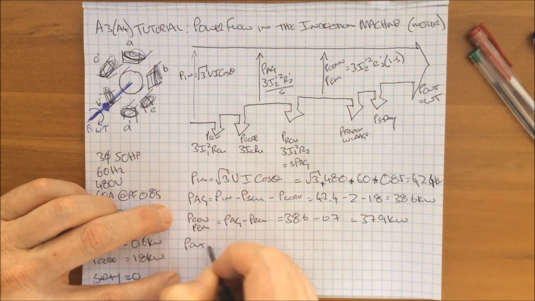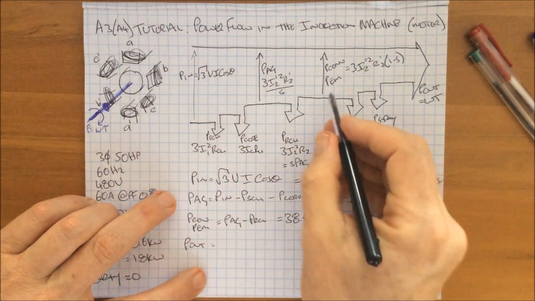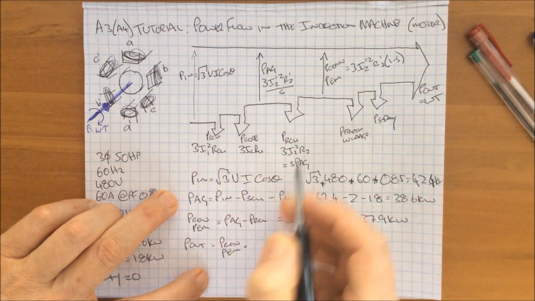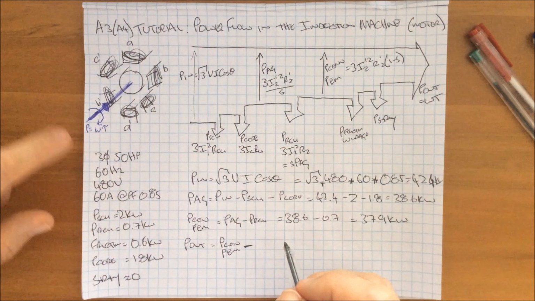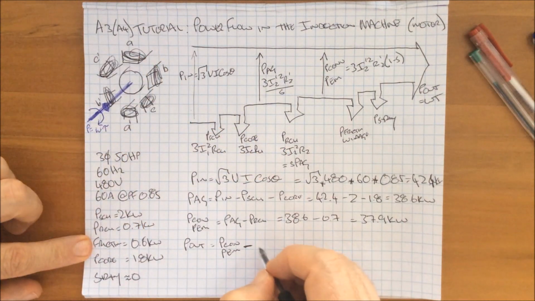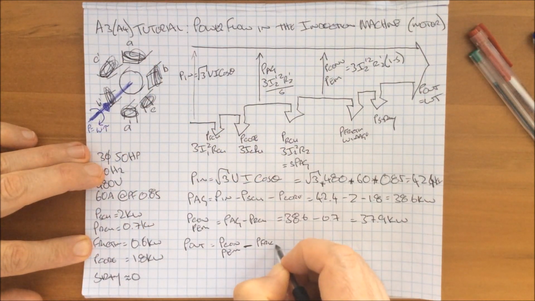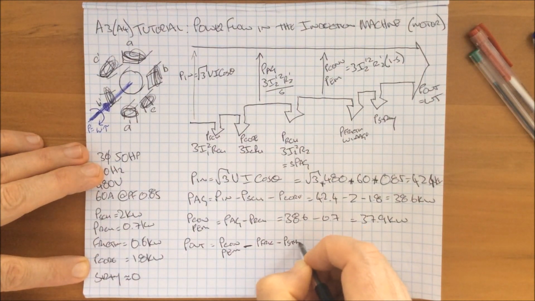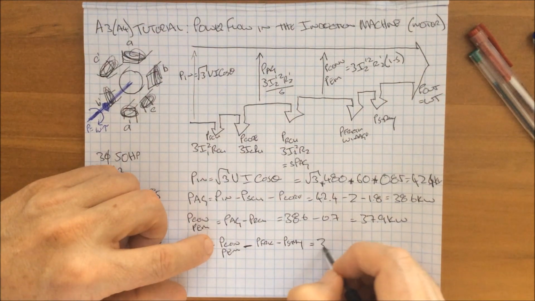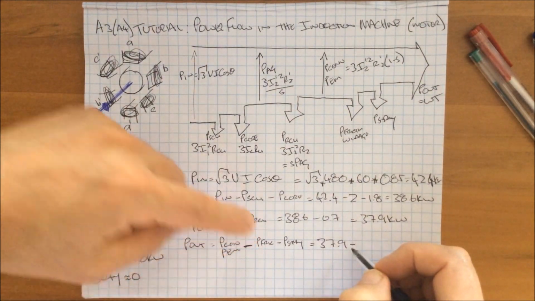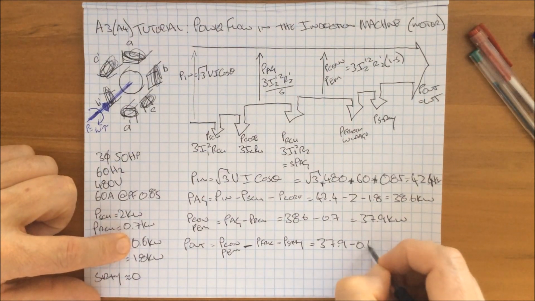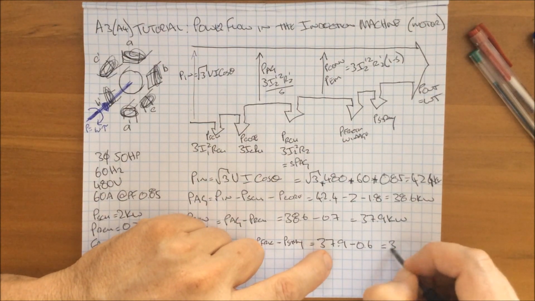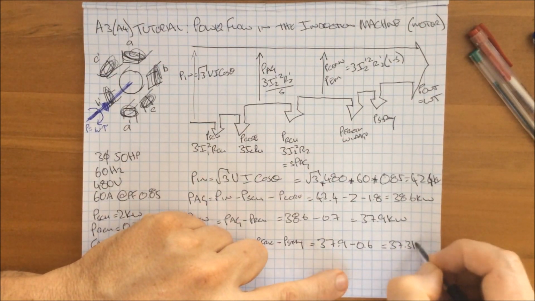So the output power is our converted power minus our friction and windage losses minus our stray losses, which is 37.9 minus 0.6 minus 0, which gives us 37.3 kilowatts.